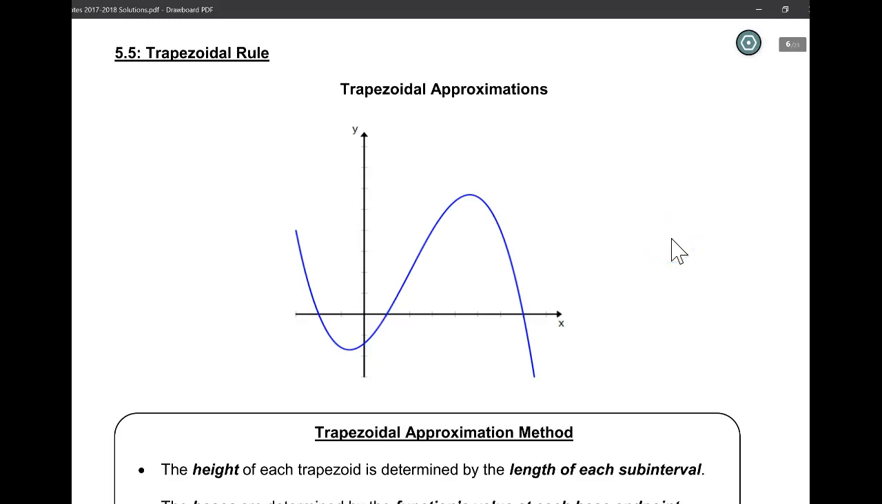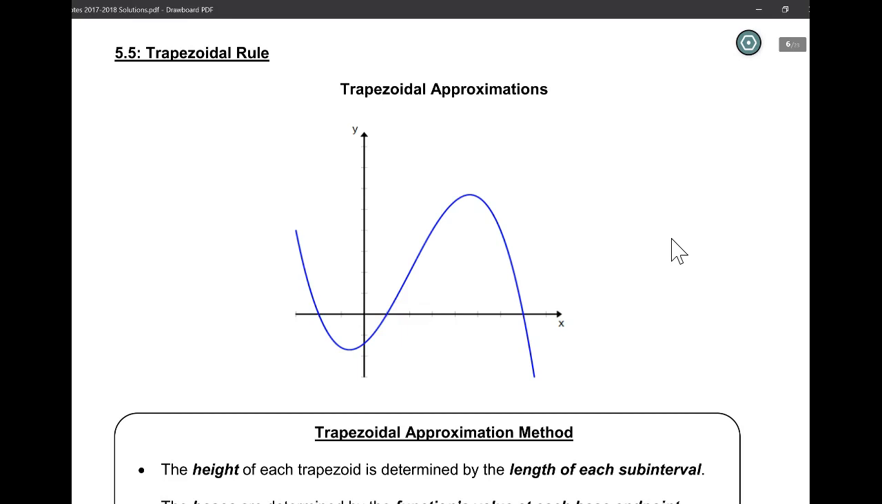Okay, today we're going to take a look at trapezoidal approximations. And yes, we're skipping over 5.2, 5.3, and 5.4 because I feel like the trapezoidal rule really does follow with the rectangular approximation methods that we did in 5.1. Again, why? Well, these are approximations. They're not the exact way to find the area under the curve.